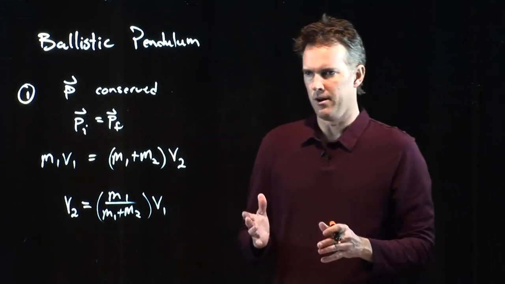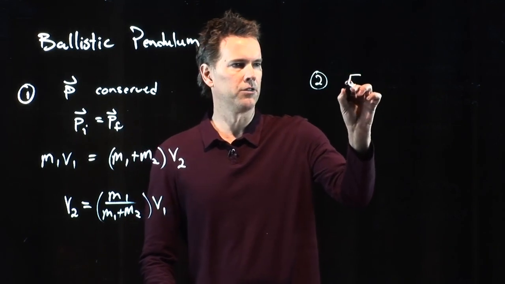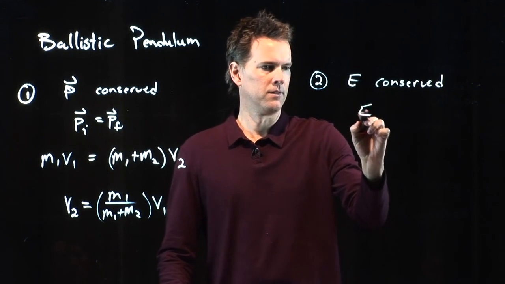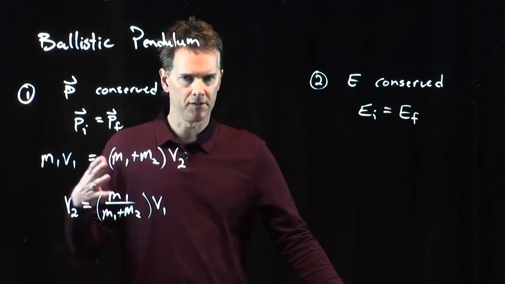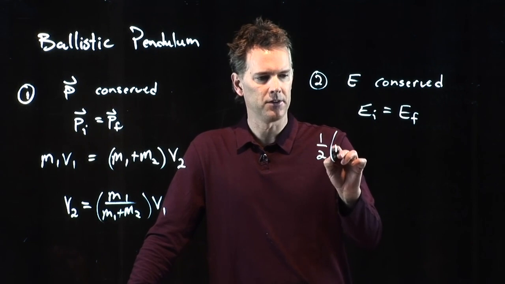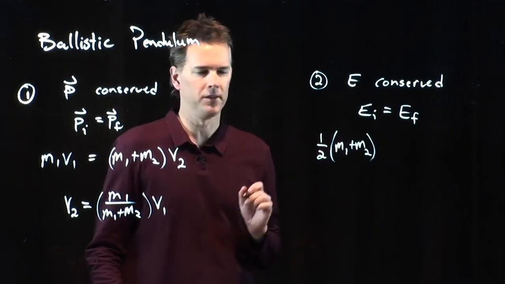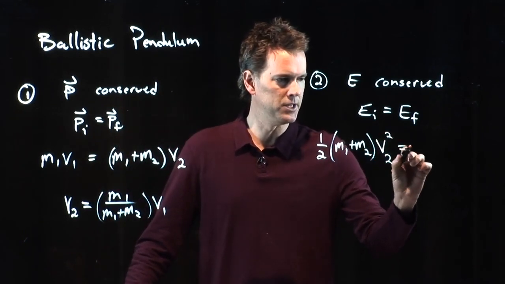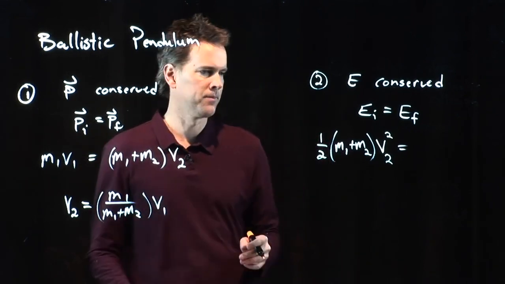And now the second part is when it swings up to a height h. For that, we are going to conserve energy. E initial is going to equal E final. When it first starts to swing, we have kinetic energy. The masses are together, so it is 1/2 (m1 plus m2), moving at speed v2. This is right after the bullet enters the block.